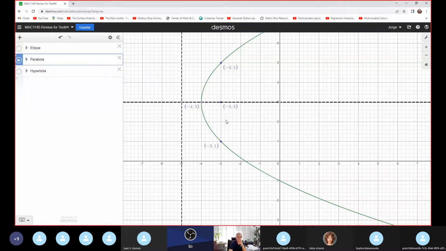Okay, cool. This is the vertex, (-4, 3). This is the focus, (-3, 3). Endpoints of the focal diameter: 2 up, 2 down, a total of 4 units, (-3, 5) and (-3, 1). And the dotted line represents the axis of symmetry, which is obviously the horizontal line y equals 3. And this is the vertical line x equals negative 5. Boom. Final, end of the story.